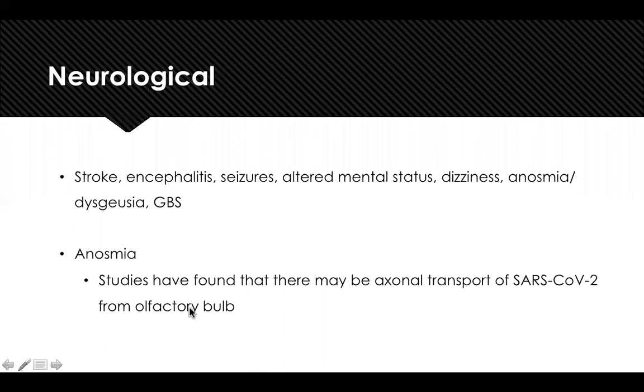And then anosmia. Studies have found that there's actually a lot of axonal transport of the virus that causes COVID-19, SARS-CoV-2, from the olfactory bulb, which is at the top part of your nose where all of your olfactory cells are. Olfactory refers to smell. The nerve involved in smell has all these synapses over there. So studies found that it can go to the brain from the olfactory bulb.